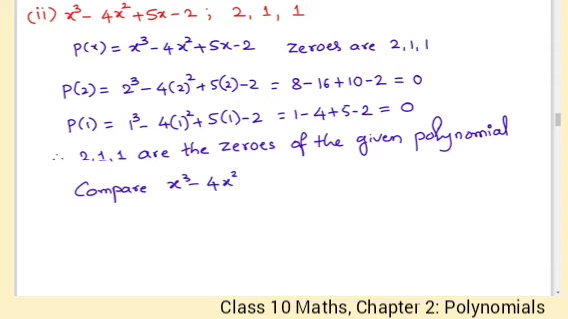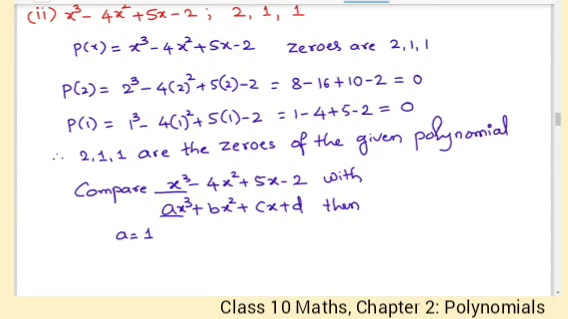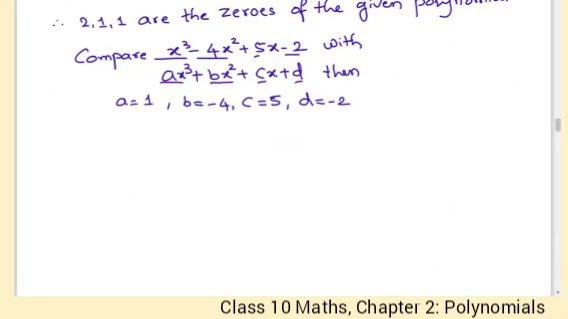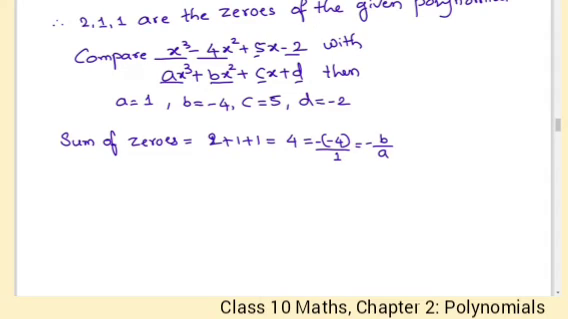Compare the given polynomial, that is x cube minus 4x square plus 5x minus 2 with ax cube plus bx square plus cx plus d. Then a is equal to 1, b is equal to minus 4, c is equal to 5, d is equal to minus 2. Now find out sum of zeros, product of zeros. Sum of zeros, that is alpha plus beta plus gamma, that is 2 plus 1 plus 1 is 4, that is equal to minus b by a.